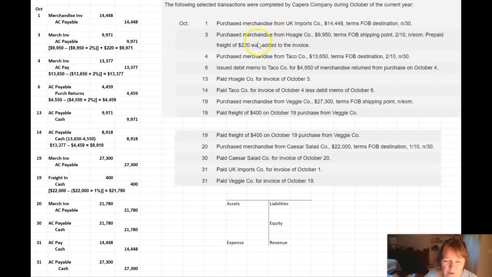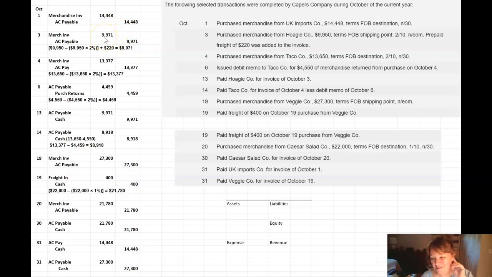Then the next one, we purchased merchandise from Hoagie Co. for $99.50. Terms FOB shipping point, which means we've got to pay for the shipping. 2/10, net 30: you take 2% off if you pay it in 10 days, but the net amount is due at the end of the month. And prepaid freight of $220 was added to the invoice. Now what they do here in this business is they record the invoices net of the discount, so the discount is already factored into the price of the merchandise.